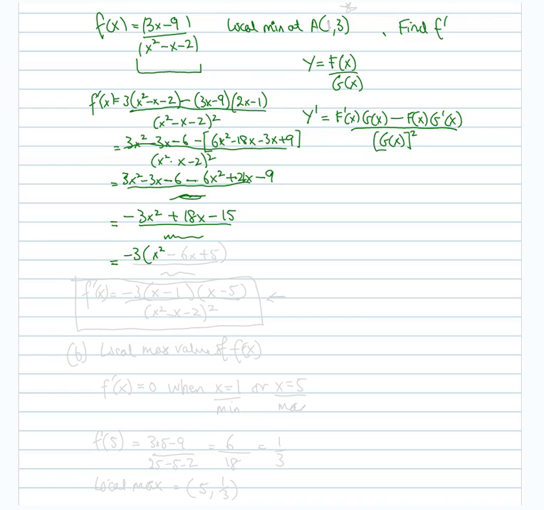So we get x² − 6x + 5 over the denominator, which we can simplify or factorize. So what have we got? (x − 1)(x − 5), divided by, okay, let's put this back in, so we've got a complete answer. Okay, and there's our answer.